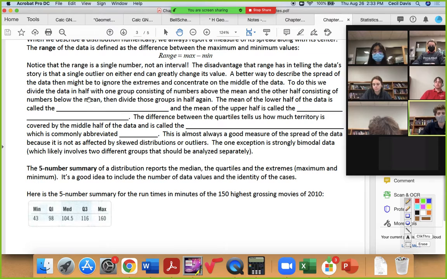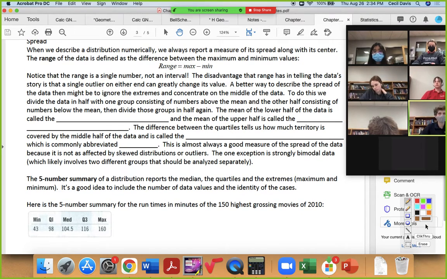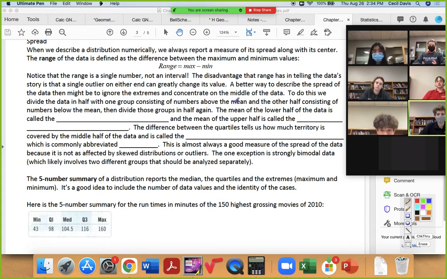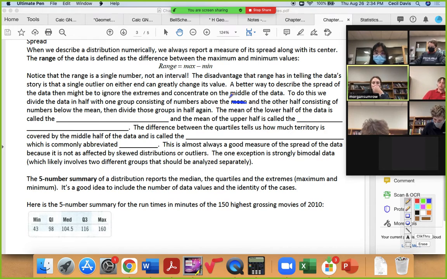So we divide the data in half, with one group consisting of numbers above the mean and the other, not the mean. That's the wrong word. What should that be? Try again. Median. And I did it. I doubled down halfway through. This should also be median. My apologies.